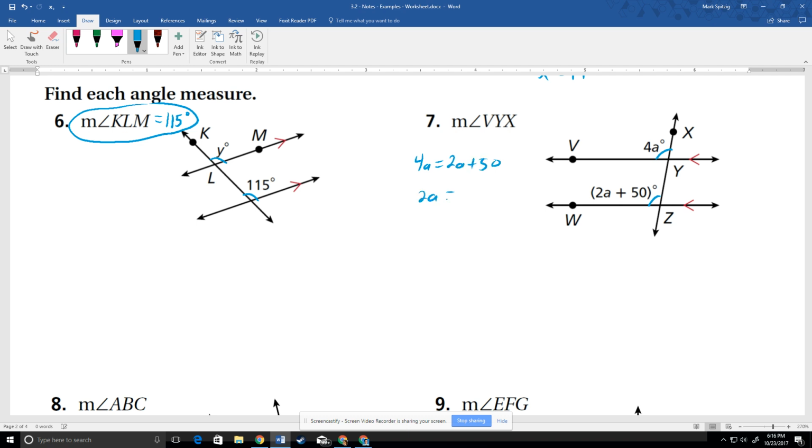Right? So we get 2A equals 50. And so A is 25. But wait, not done yet. We've got to find VYX. Oh, that's this one, 4A. Got it. Okay, so basically you just plug it in. 4 times 25 is just 100. So we have 100 as our measure of angle VYX.